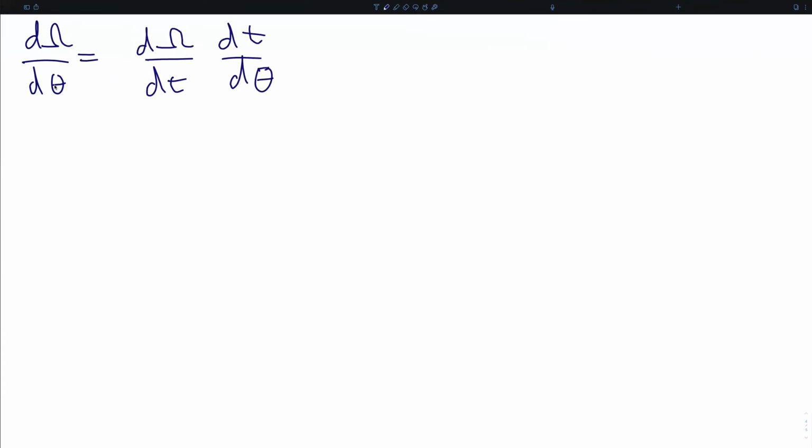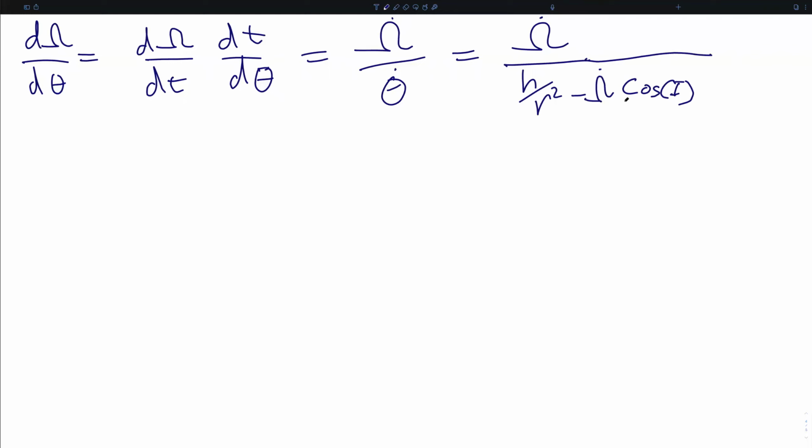We start by writing dΩ/dθ is equal to dΩ/dt, otherwise known as Ω̇, times dt/dθ, or 1 over theta dot. We substitute in that previously mentioned constraint equation, and we find that dΩ/dθ is equal to Ω̇ divided by the quantity h over r squared minus Ω̇ cosine i. If we assume that Ω̇ is relatively small, then we can expand to first order in J2 as follows.